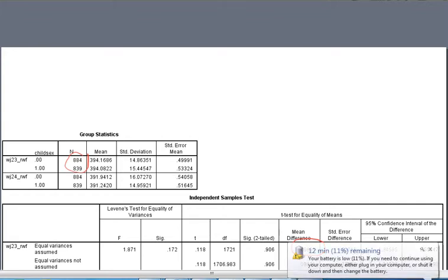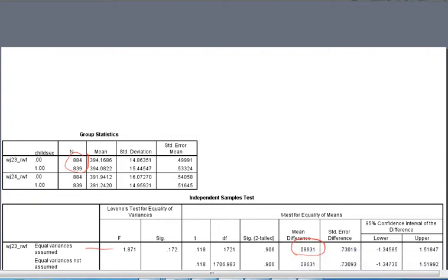The first thing that we're going to do as we look at this is to determine whether or not we have homogeneity of variance. This is a critical assumption of independent samples t-test, and as long as that value right there of 0.172 is greater than 0.05, we can accept the assumption of homogeneity of variance.